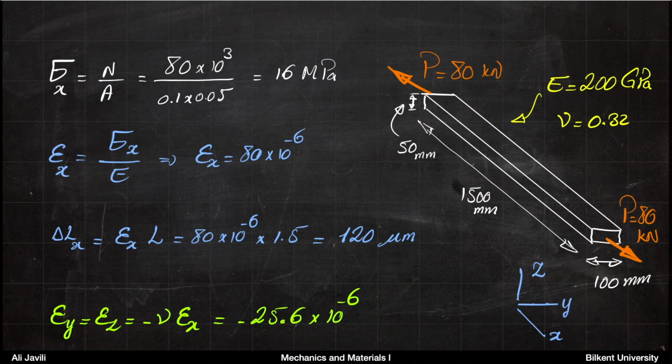Now to calculate the strain in the Y and Z direction, you can use the Poisson ratio definition. So Poisson ratio is minus epsilon or strain lateral divided by strain longitudinal. And if you do that, you can see that the strain in the Y and Z direction is minus 25.6 micron, or minus 25.6 times 10 to the minus 6. And then again, it's dimensionless.